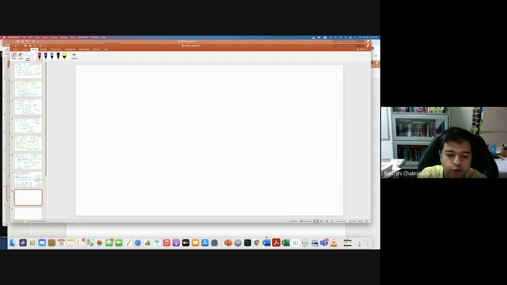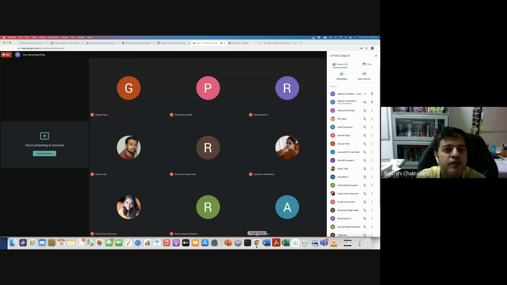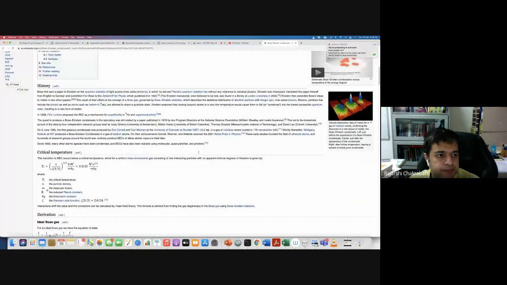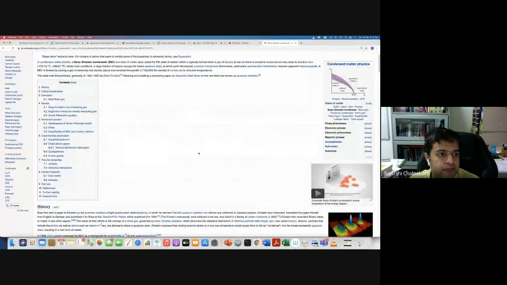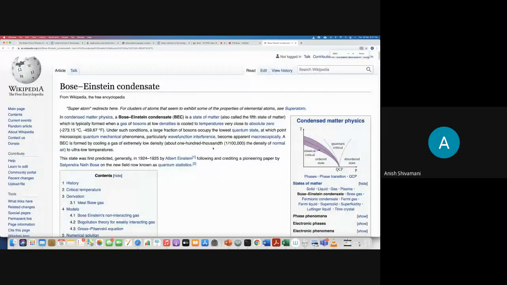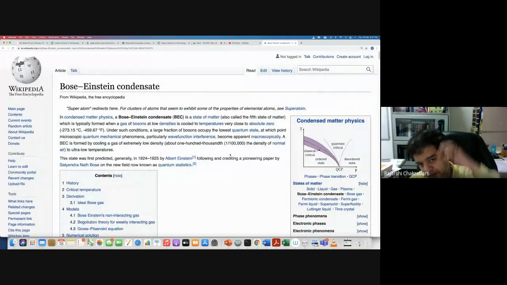But before that, I'll show you one thing. I hope you can see. This is from Wikipedia. This is called the 5th state of matter, not 4th, 5th state of matter. Basically, this is a gas of bosons. Can you see? I have to magnify. Yes, it is from Wikipedia.